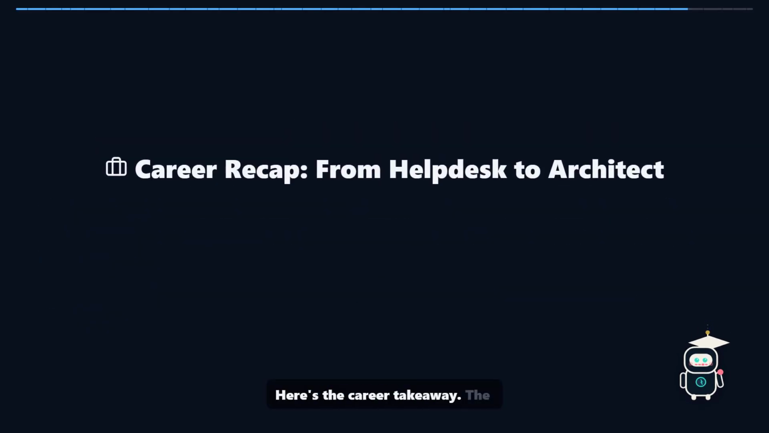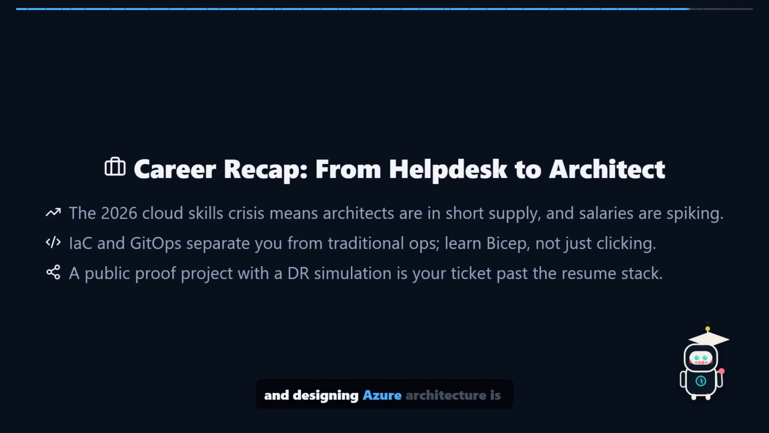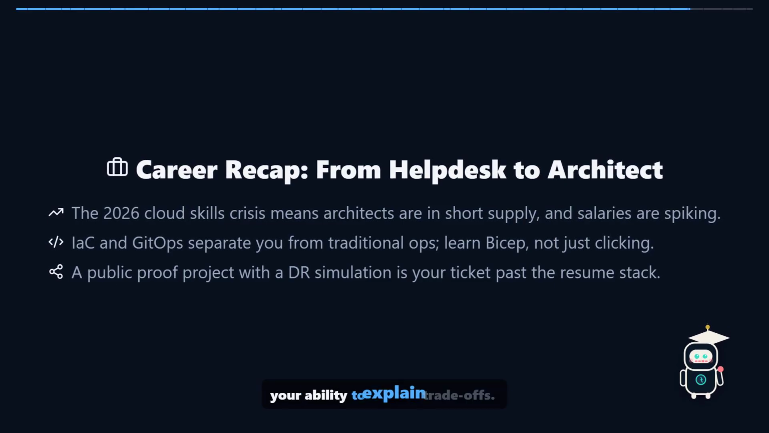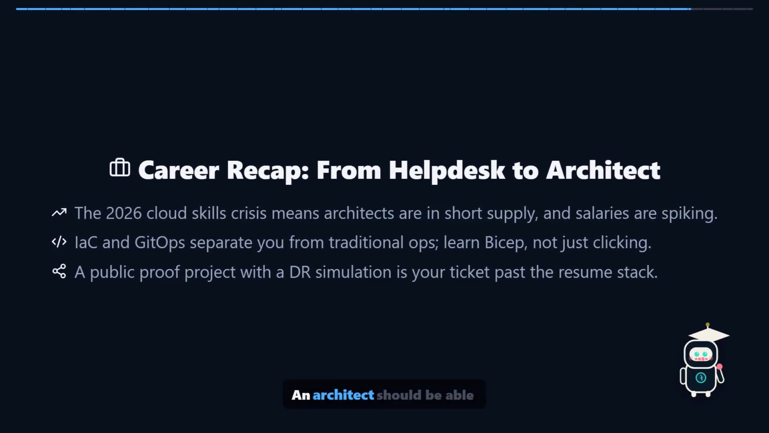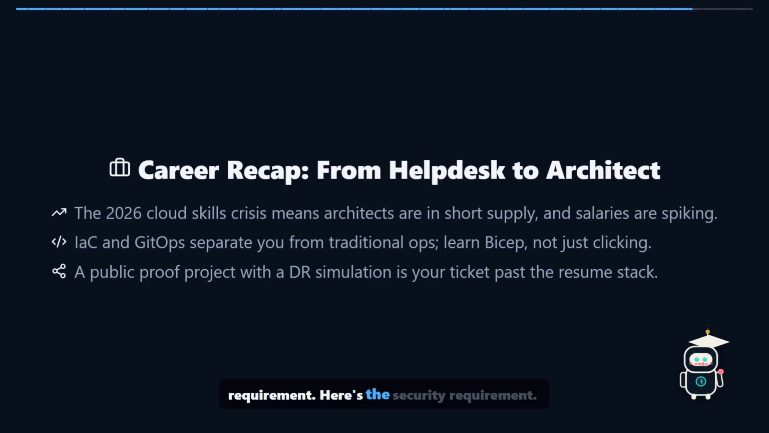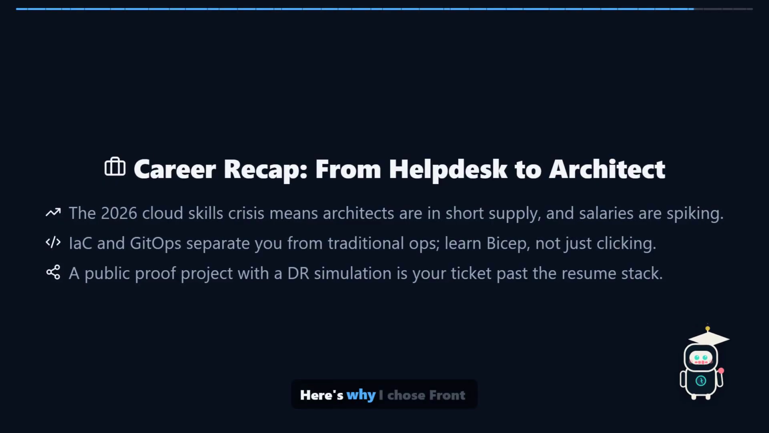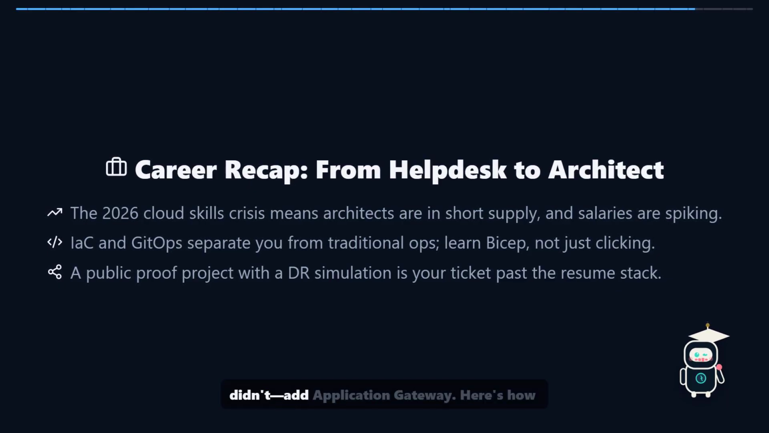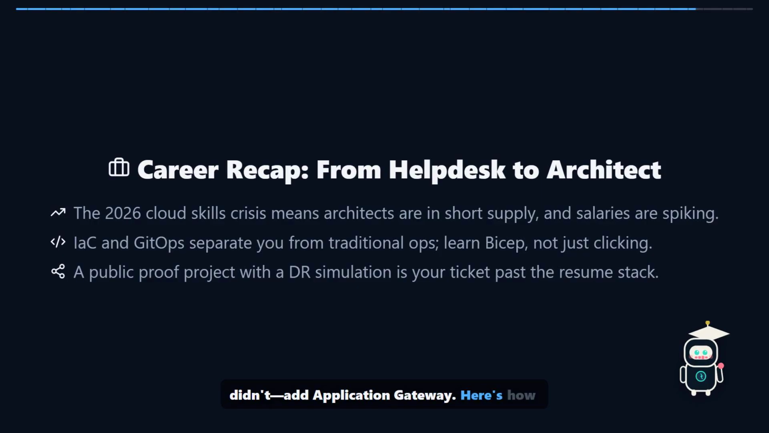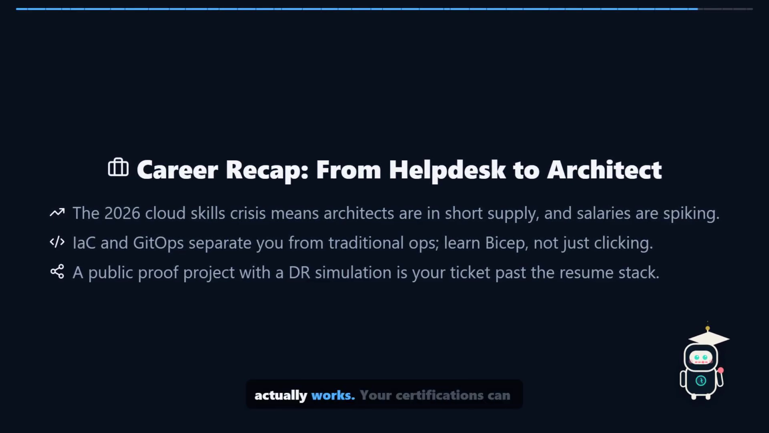Here's the career takeaway. The difference between knowing Azure services and designing Azure architecture is your ability to explain trade-offs. An architect should be able to say, here's the availability requirement. Here's the security requirement. Here's the expected traffic pattern. Here's why I chose Front Door. Here's why I did, or didn't, add Application Gateway. Here's how failover works. Here's how the architecture is deployed. And here's how we validate that it actually works.